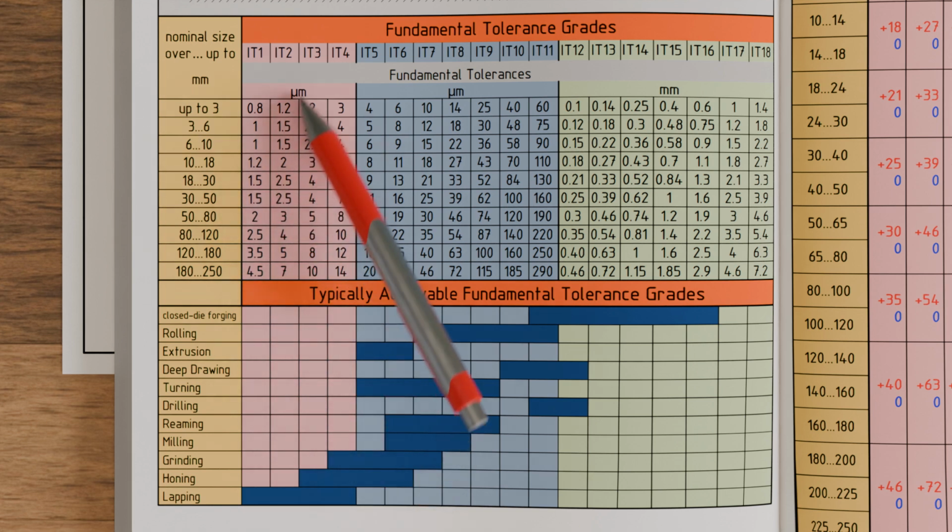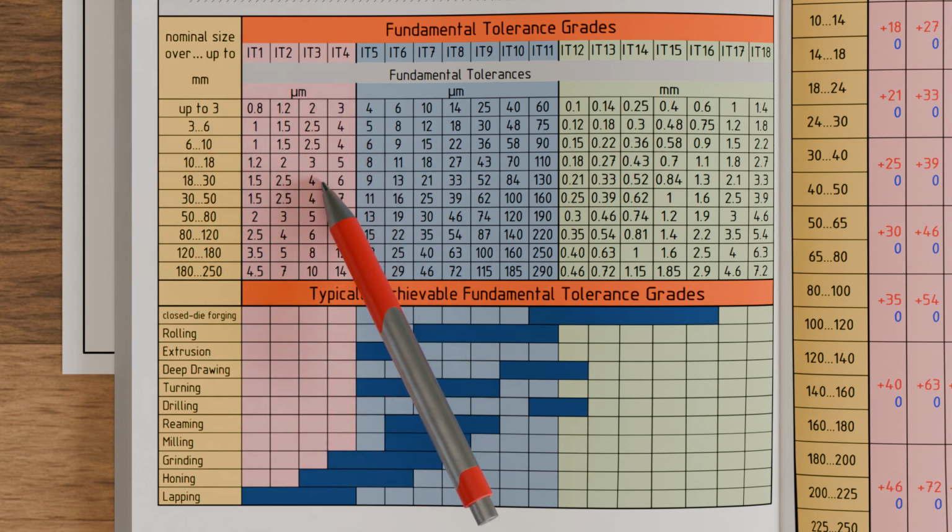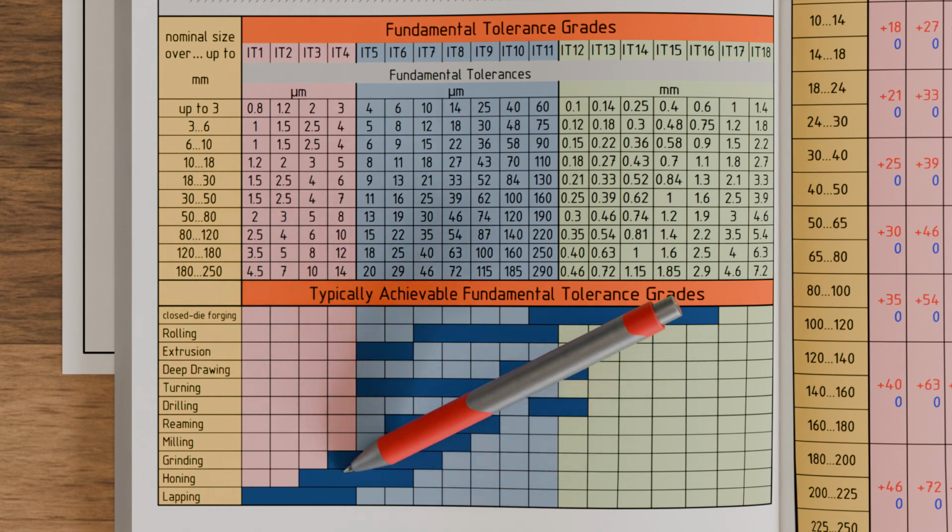The fundamental tolerance grades IT1 to IT4, highlighted in red, cover very tight tolerances, such as those required for the production of components for measuring instruments. Tolerance grades up to IT4 can only be achieved with complex manufacturing processes such as lapping, honing, or fine grinding.